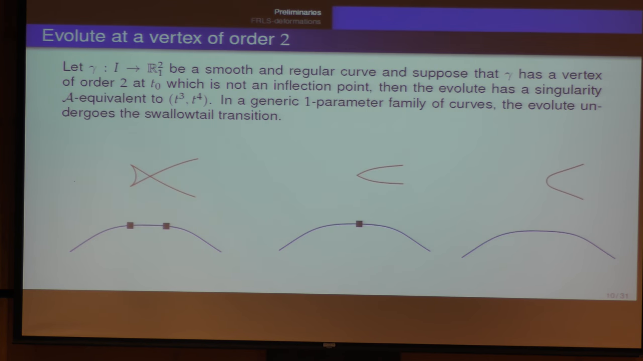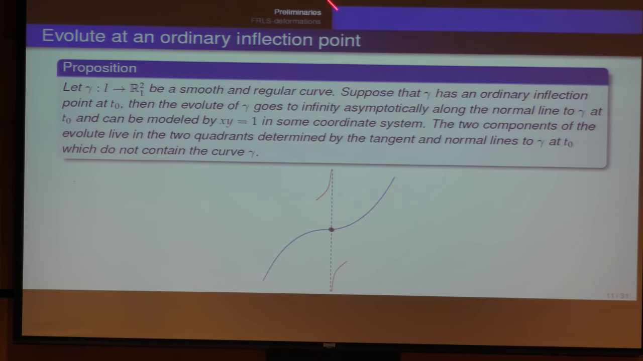Okay. Now, for a vertex of order 2, we can see that the evolute, given this picture here, the evolute has a singularity A equivalent to T3, T4. And then, in a generic one-parameter family of curves, the evolute undergoes the swallow-tail transition. That means that on one side we have two ordinary vertices. One is inward and the other is outward. And on the other side we don't have any vertex. Okay. Now, for an ordinary inflection point, we can see that the behavior of the evolute is given by this figure. The evolute goes to infinity, asymptotically along the normal line. The two components of the evolute live in the two quadrants which do not contain the curve. And the evolute can be modeled by xy equal to 1 in some coordinate system. Okay.